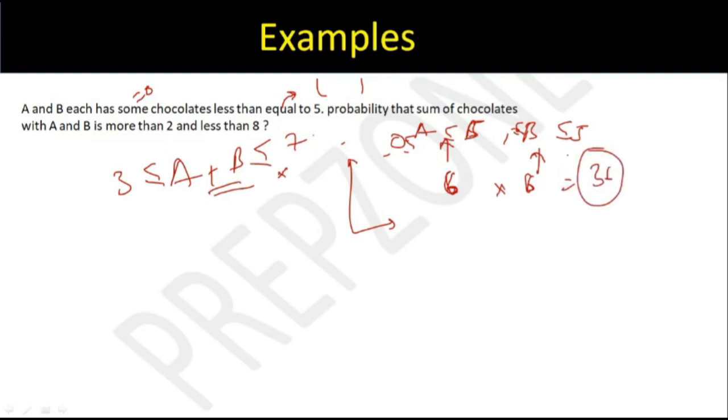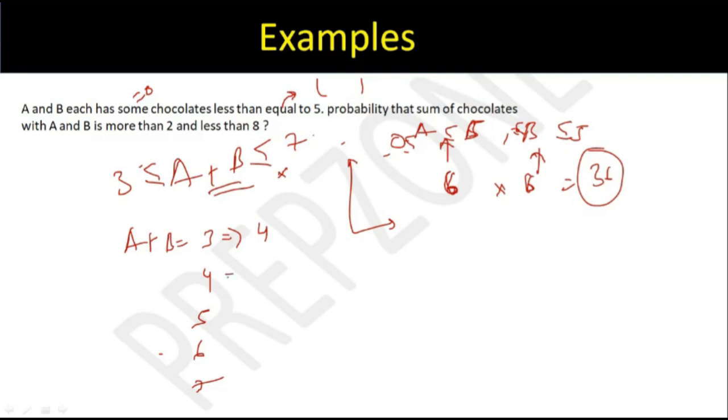Now I want A plus B to be somewhere between 3 to 7. So let's make these cases, right? Let's say A plus B is equal to 3, 4, 5, 6 and 7. Simple. Number of solutions for A plus B equals 3: A can be 0, B can be 3; A can be 1, 2, 3. So in total I have 4 solutions for this, right?